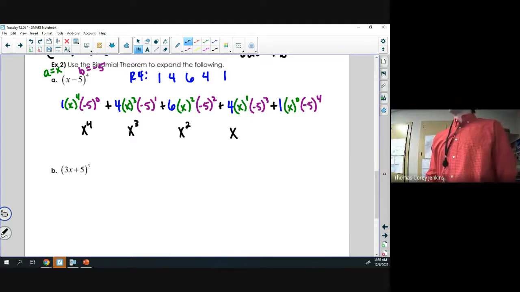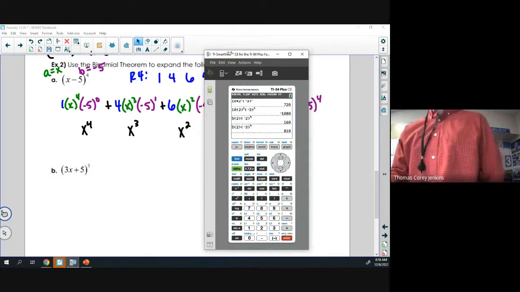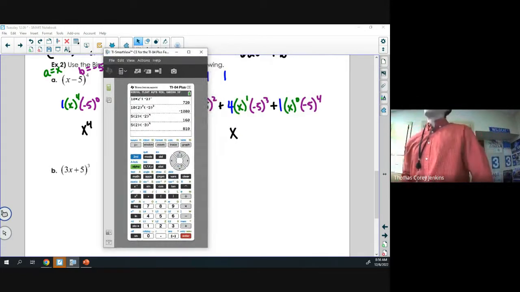So now we'll go to the calculator as far as what my coefficients are, and then the constant at the end. So that was the easy part. This is where we've got to be a little more precise. You just go term by term.